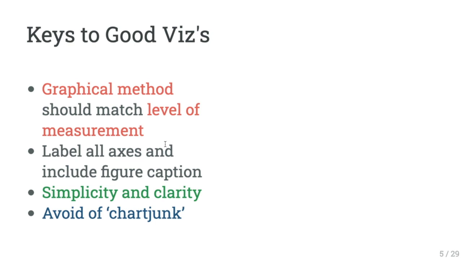Measurement is going to determine the types of analyses we can do, even with graphs. This is going to become more clear as we give more examples. But the idea behind it is we want to know what our measurement level is for our variable, and then we can pick what type of plot we want to use. We also want to label all axes and include a figure caption. We want to make it very clear what everything stands for in the plot.